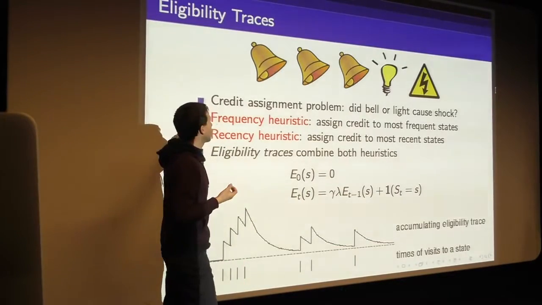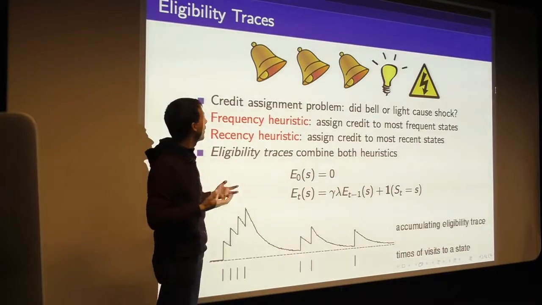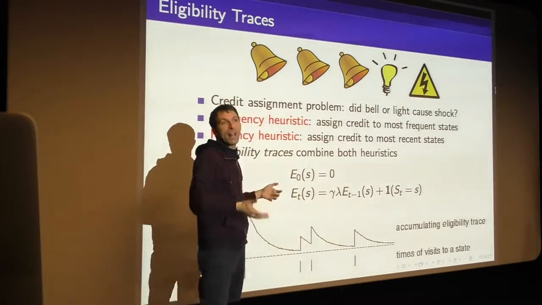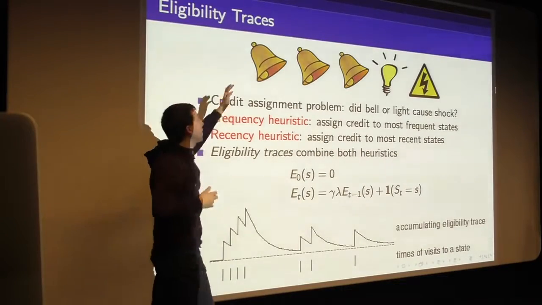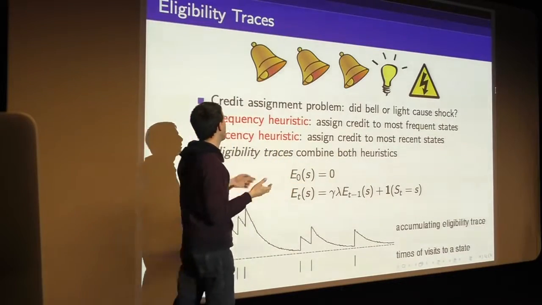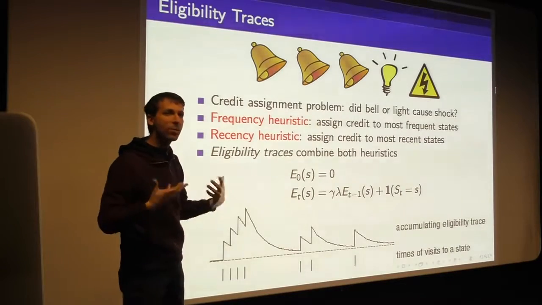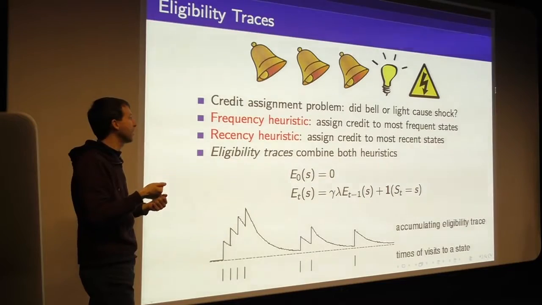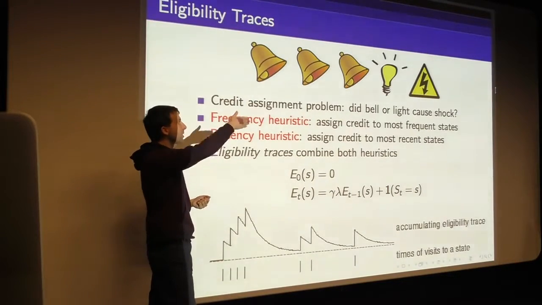If you thought that the most frequently occurring state caused this event, then you would assign credit for your error to the bell. You would say the bell happened more, so I should change my thinking more because of the bell than because of the light. But there's also a recency heuristic, which apparently you are partial to, which says the most recent thing which happens should be assigned credit for the error that we see. And the idea of eligibility traces is to combine both these heuristics together.